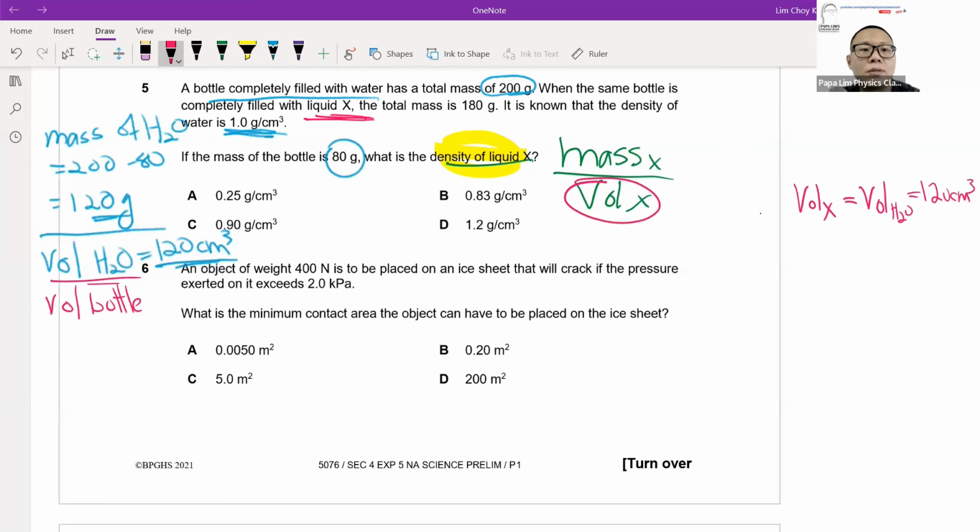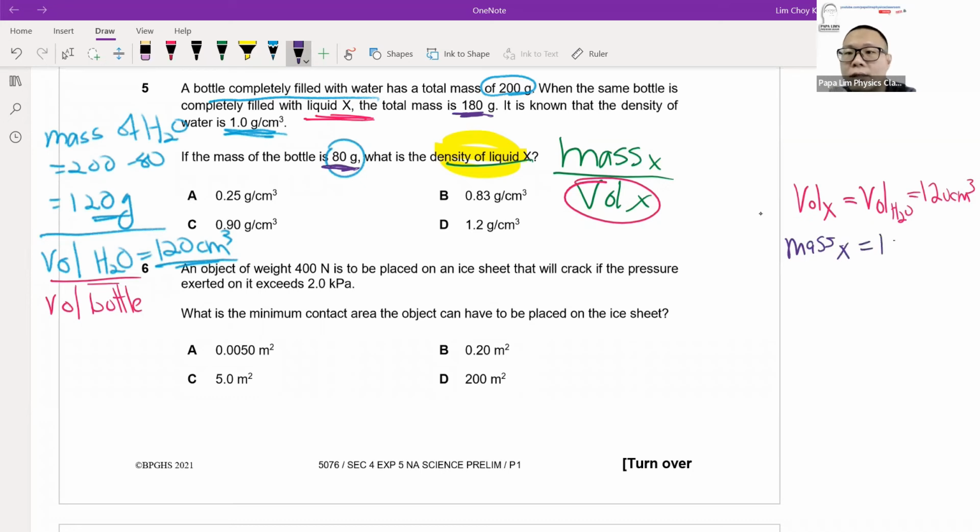So now I proceed to the next part, whereby I need the mass of X. If I know the bottle is 80 gram, and I know that with X, the bottle is 180 gram, I will be able to identify the mass of X.